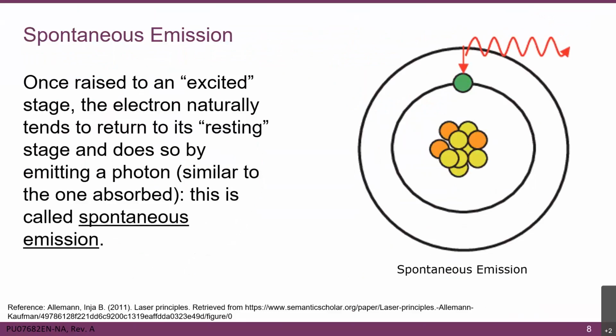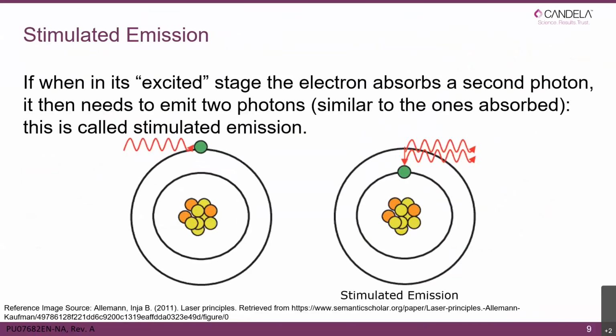Spontaneous emission happens once it's raised to the excited stage, and the electron naturally tends to return back to its resting stage, and it does this once it's emitted a photon. This photon it emits is similar to the one that it actually absorbed, and this is what we call spontaneous emission. So then, when we have this excited stage, the electron absorbs a second photon, and now because it has two, it needs to emit these two photons so it's able to move back into its resting stage, as you can see, moving back into the inner orbit.